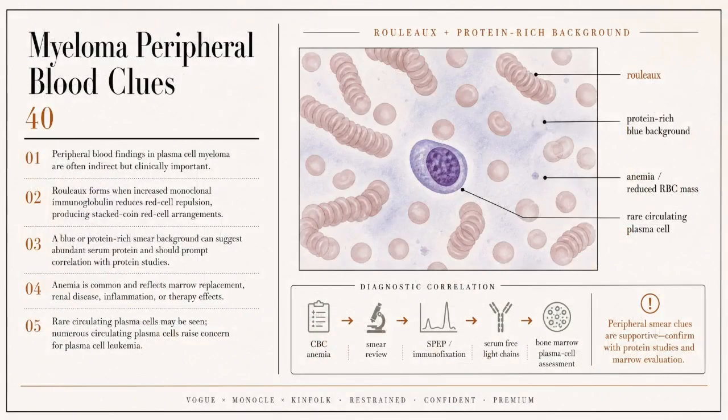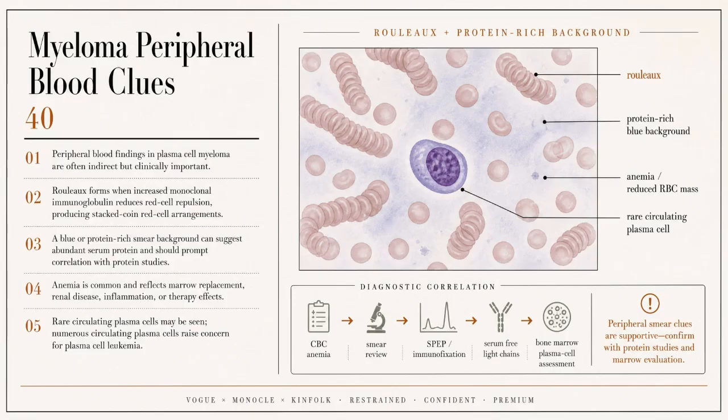As we delve into the peripheral blood clues associated with plasma cell myeloma, it is essential to appreciate how subtle morphological features on a peripheral blood smear can provide critical diagnostic insights that complement bone marrow and tissue biopsy findings. For histotechnologists, mastering the preparation and interpretation of peripheral blood smears is a foundational skill that directly impacts the diagnostic workflow for plasma cell disorders and other hematologic malignancies.